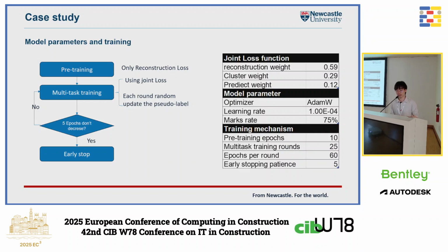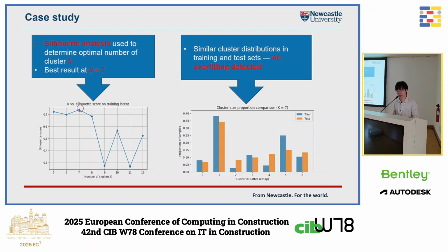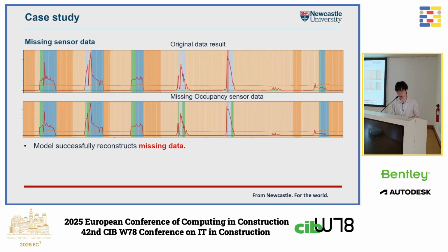So I can show you the problem of my model, and I also designed an early stop scheme in case of overfitting, and could parallelize the updating of the procedural label index parameters and also the joint loss. As I mentioned before, I'm using the silhouette analysis to determine the optimal number of clusters. As the result, we see the cluster distribution of the training, test and validation sets is similar and reasonable, so I can say there are no overfitting problems.